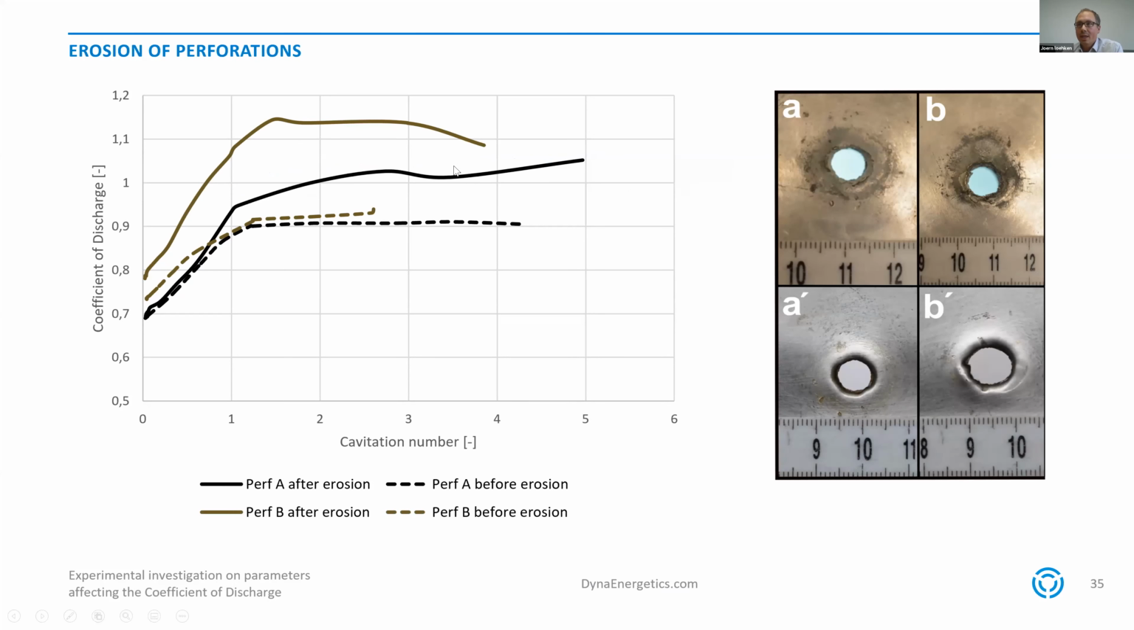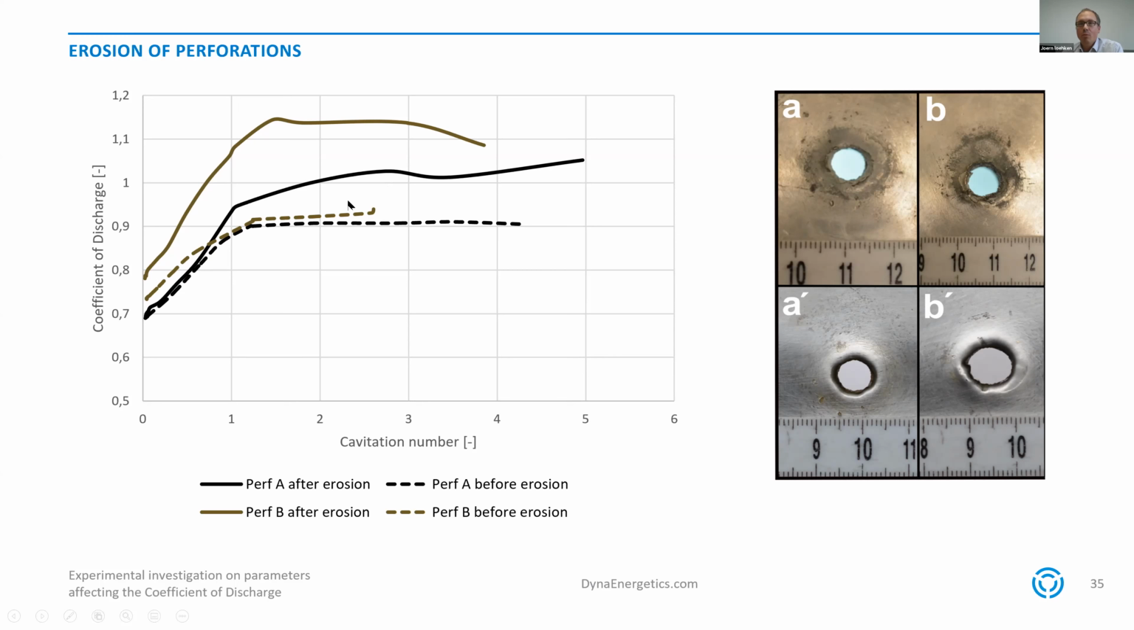I also want to share two examples of perforation holes. These are the examples A and B, and you can see them again before the erosion and after the erosion. Again, we see this rounding of the perforation. And for perforation number A, you can see that actually at low cavitation numbers, the effect of the erosion is not very large. Again, the dashed line shows the result before erosion and the solid line after the erosion. But then with higher cavitation number, we see a huge jump in the coefficient of discharge. And for charge B, actually, it's very, very similar, just the effect is much bigger for this one.